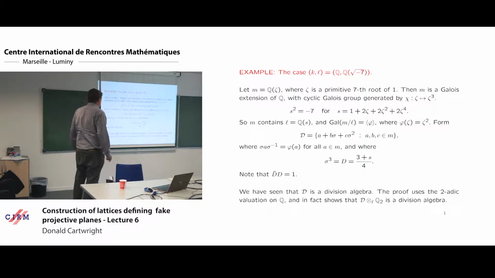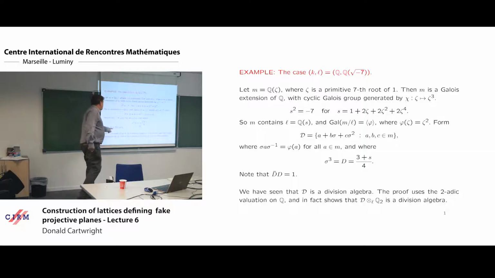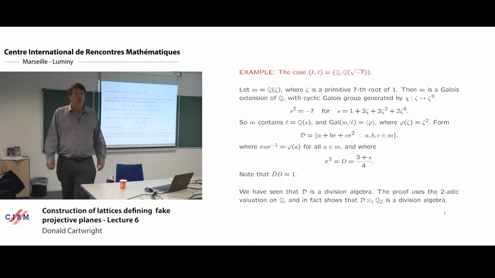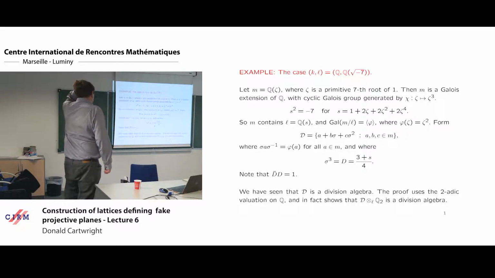And we define the multiplication so that sigma has this effect on the elements of M, and sigma cubed is an element D, which has to be an element of the field L, and it's particular in this case. It's good to choose a D with this property here, because then we get an involution of the second kind on our division algebra. Okay, so this is a division algebra.